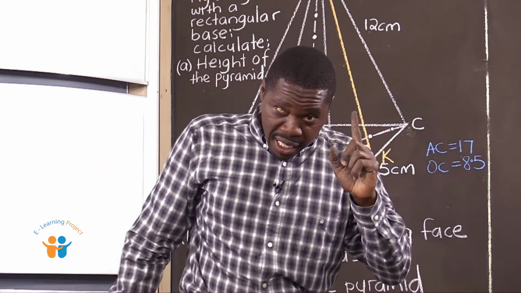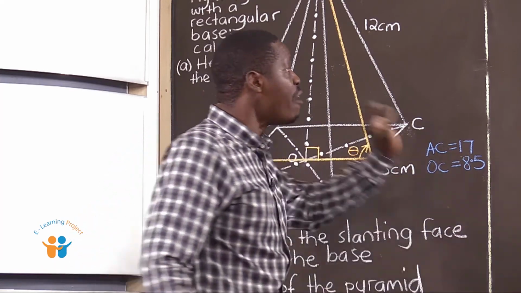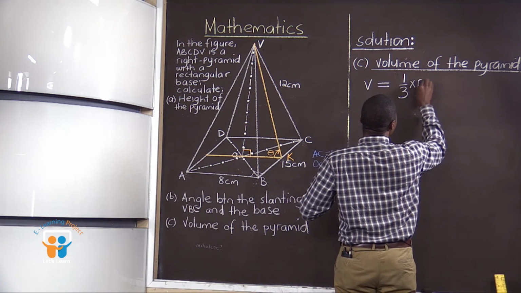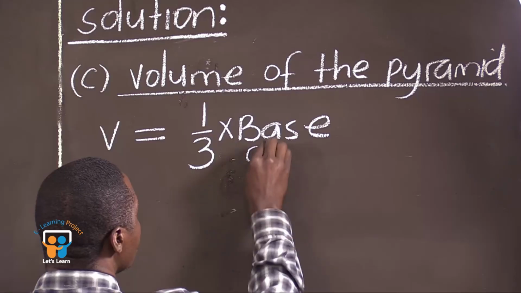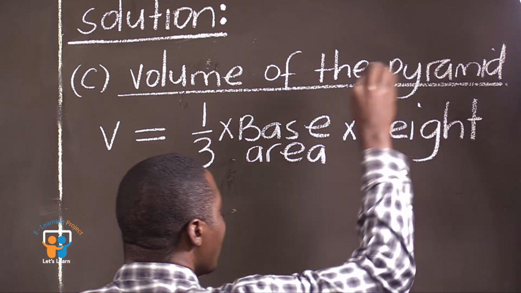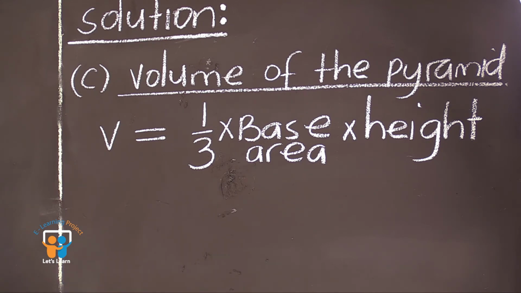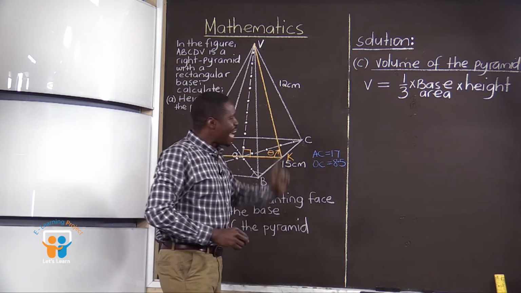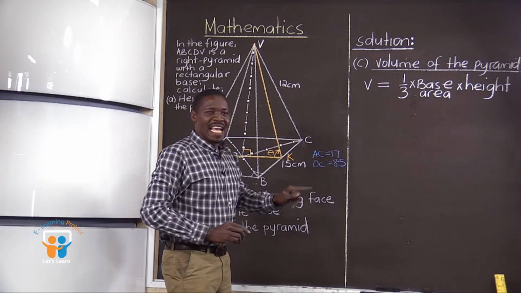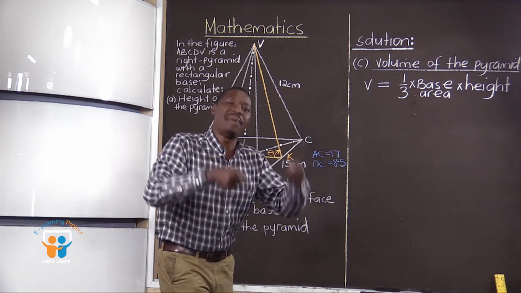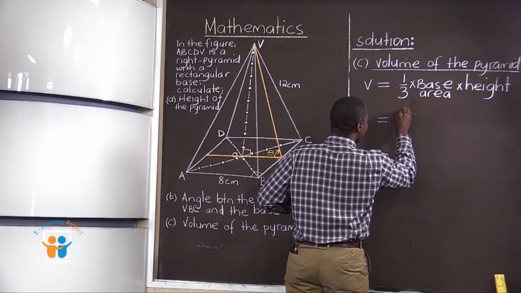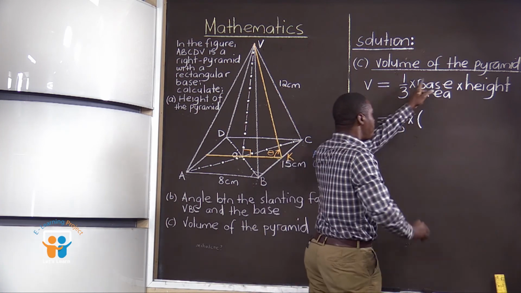I know some parents are also trying to remember the formulas they used to study while they were still studying. But remember, what is going to unite us here is the volume formula: a third times the base area times our height. That is the formula that we use to find the volume of a right pyramid like this one here. A third times the base area times the height. Remember, base area is the area of the shape which is the base.